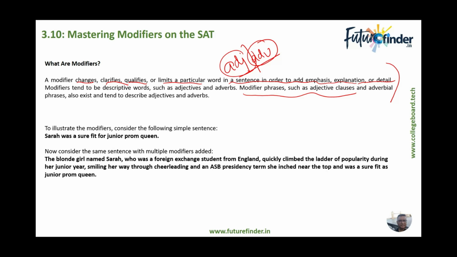So just to illustrate how you can add modifiers to a pre-existing scenario, let's take a sentence which says Sarah was a sure fit for junior prom queen. Now, consider the same sentence with multiple modifiers added: a blonde girl named Sarah, giving property to Sarah to start with, who was a foreign exchange student from England, again giving properties to Sarah, quickly climbed the ladder of popularity during her junior year. Again, additional information has been added, smiling her way through cheerleading, and so on.